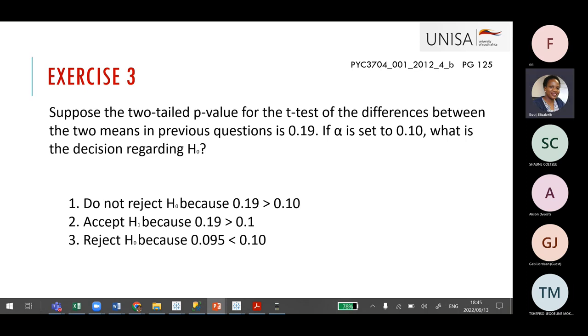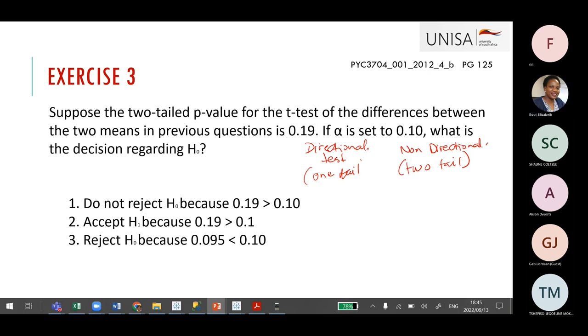In terms of the p-value, remember we have a directional test and a non-directional test, right? A directional test is a one-tailed test, and a non-directional is a two-tailed test. Now, when we talk about a two-tailed test, they tell us that from the previous question, our two-tailed p-value is 0.19.